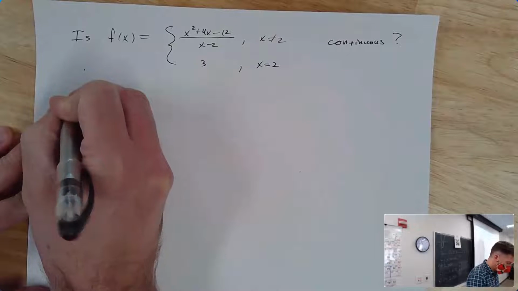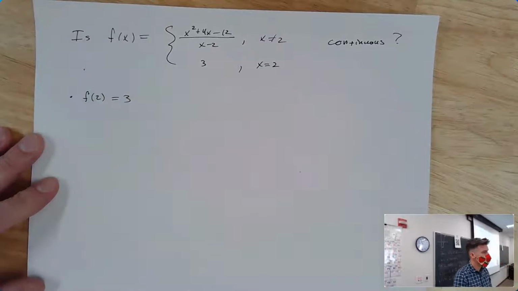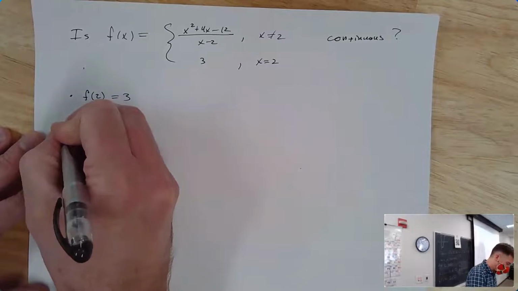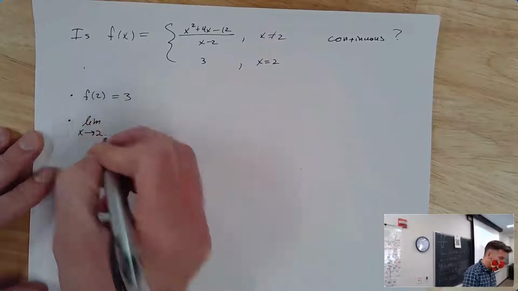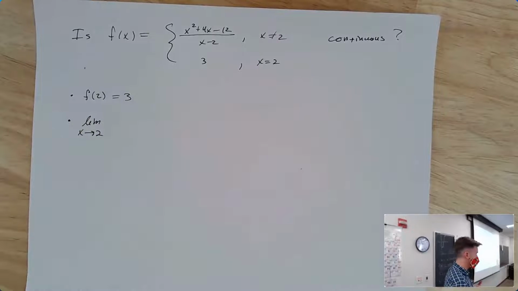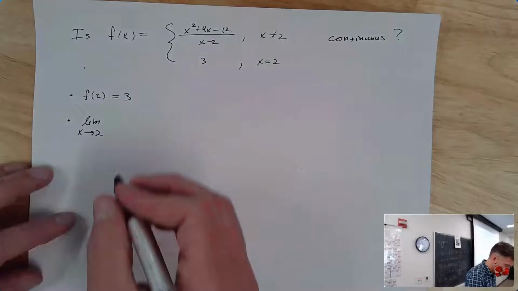So first things first, what's f of 2? Well, it's definitely defined. It's defined to be 3. Second thing, I'm going to find the limit as x approaches 2. In this case, I don't need to do a two-sided limit because on the right of 2 and on the left of 2, the function is the same thing. It's x squared plus 4x minus 12 over x minus 2.